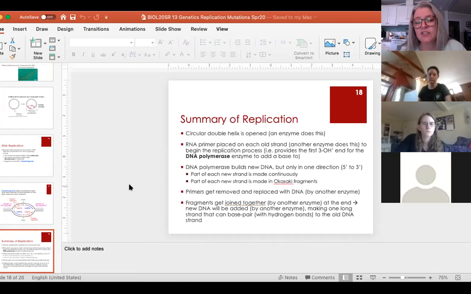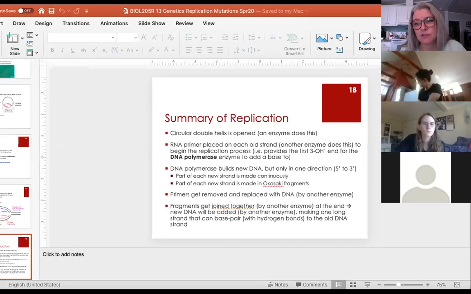And at the end of the lecture, I put in this summary slide, or the 2 summary slides. Remember, there's different enzymes for each different step. We don't need to know the names of all those enzymes, but we do need to know the name of that key enzyme, DNA polymerase. This is the enzyme that is actually doing the building of the DNA.